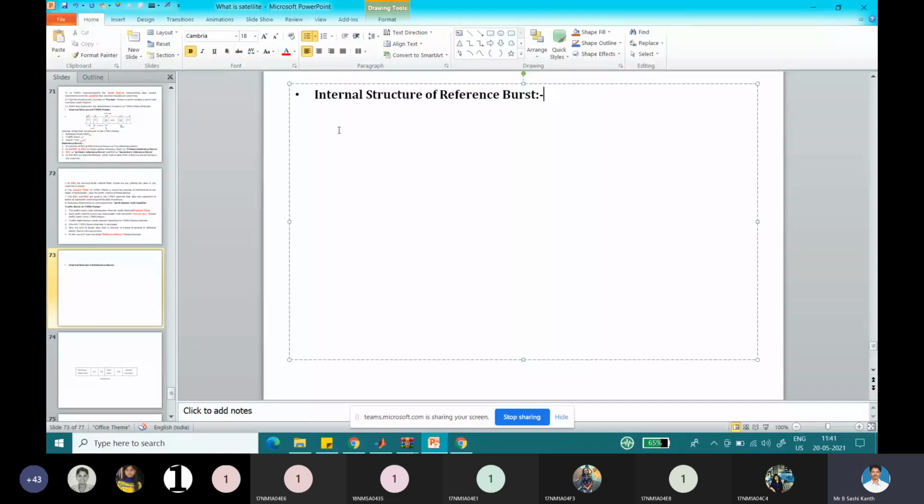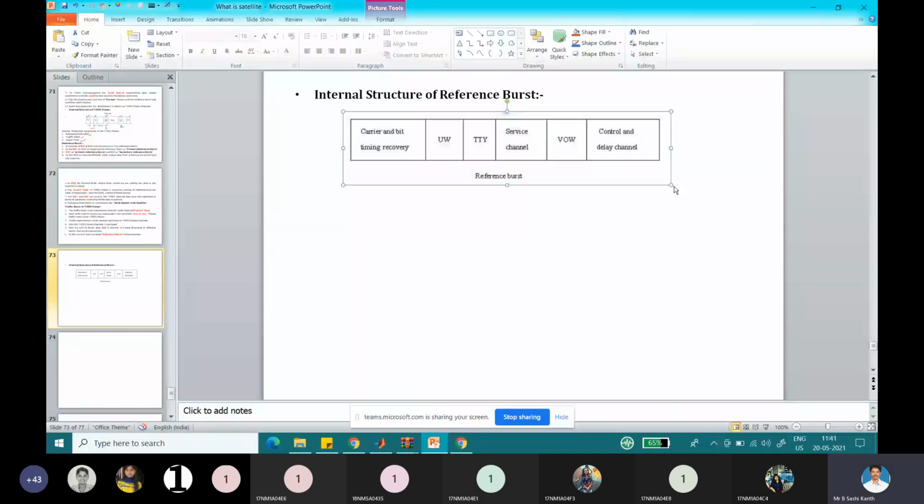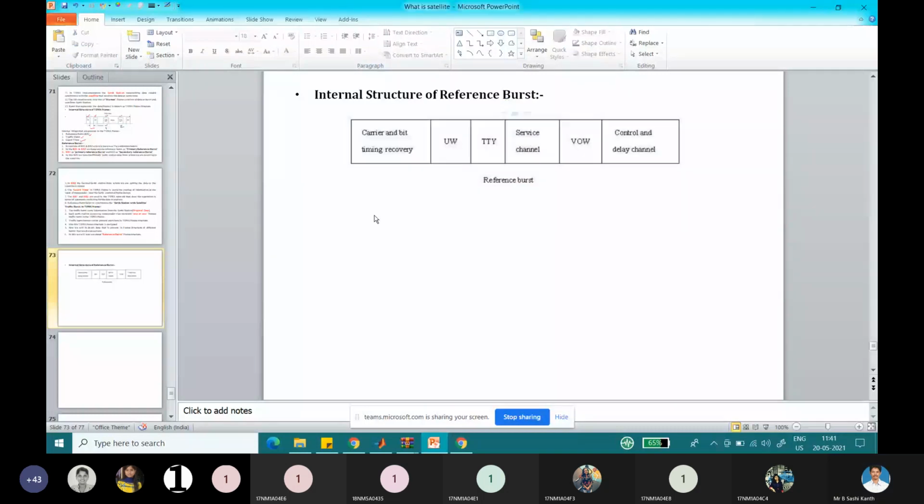Okay. So just I will show you the internal structure of the reference burst now. So this is the reference burst internal structure. You can see clearly. Right. And we will have the next one. Before that, we will see what these terms are called. What are these terms called in the reference burst that we are going to see now. Okay. So we'll start with that.